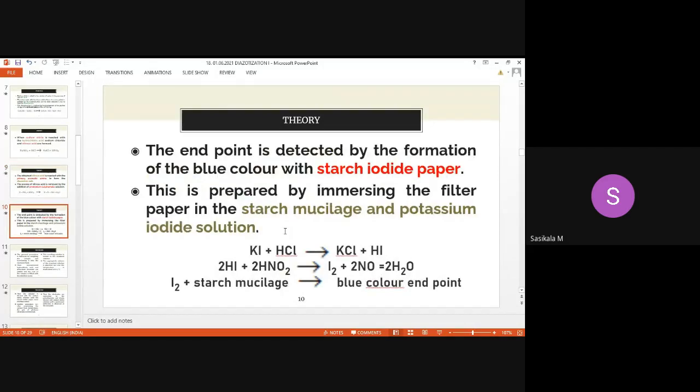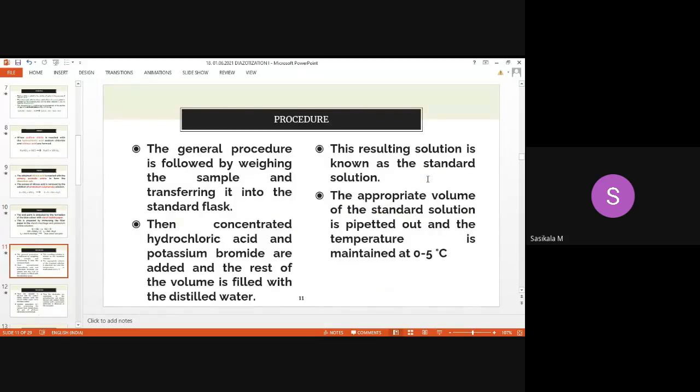And once the reaction is completed, the excess drop of nitrous acid will react with the starch iodide paper, where it contains iodide. And this iodide will be oxidized to iodine by nitrous acid. And this iodine will react with the starch to give blue color. So the appearance of blue color is the endpoint of titration.